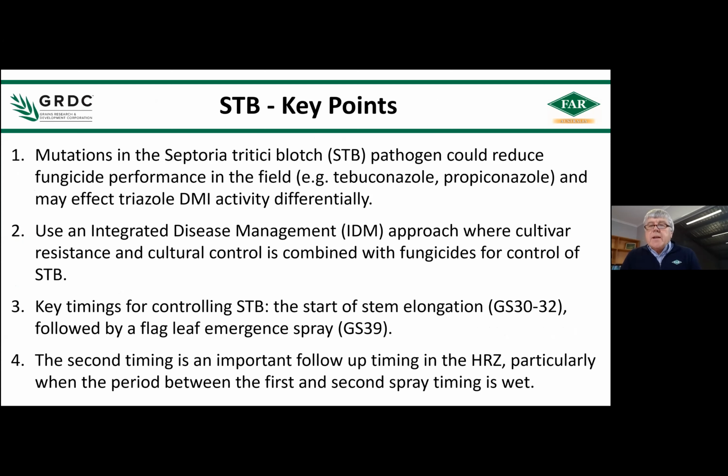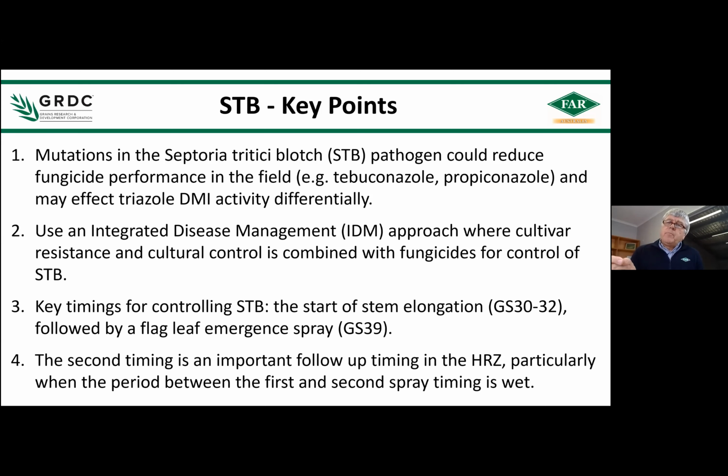In summary then, Septoria tritici is an issue for us for many reasons, but we now have this added reason of mutations that are rendering some of our DMIs less effective. So let's try and pull all the levers we can to actually get this integrated disease management approach. Cultivar resistance, things like cultural control, even grazing can actually reduce our disease pressure.